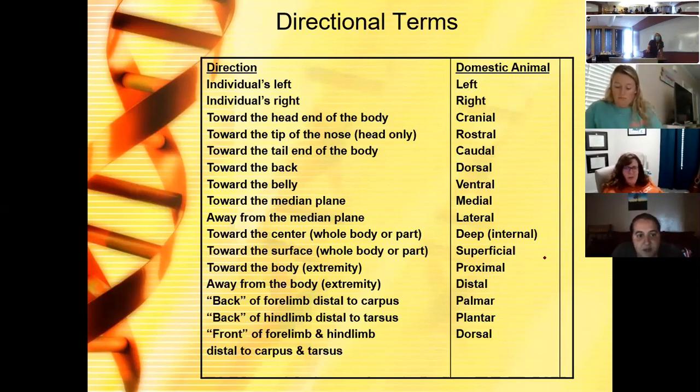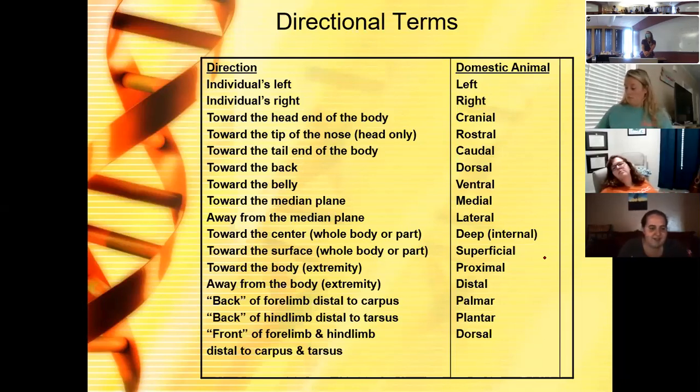Cranial, ventral, palmar, right, caudal, dorsal, lateral, good, superficial, proximal, palmar, ventral, medial, good, cranial, rostral, good, dorsal, distal, caudal, proximal, good, cranial, ventral, dorsal, caudal, rostral, left, palmar, cranial.